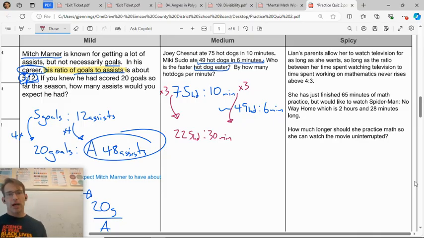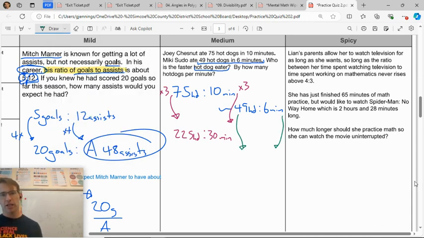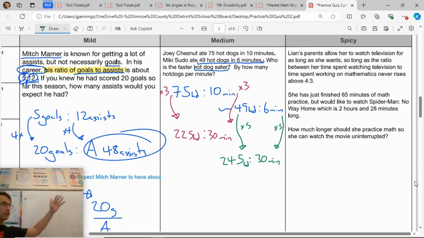Okay. So now we're going to do the same thing with Mickey Sudo, except we have to scale her numbers up. We got to go 6 minutes to a half hour. So we're going to multiply both numbers by 5. And so then 49 times 5 is 245 hot dogs. And 6 times 5 is 30 minutes. So, who's the faster hot dog eater? It's easy to see now, right? You just got to let them both eat hot dogs for the same amount of time, and then you just compare straight across. Who's the faster hot dog eater, everybody? Mickey. Hooray! Yes, Mickey Sudo is faster. She's faster by 20 hot dogs per 30 minutes.